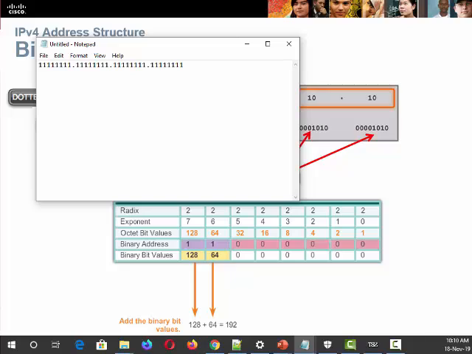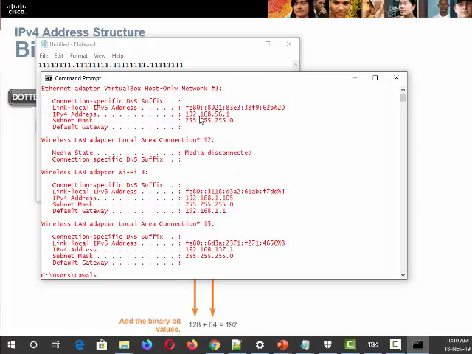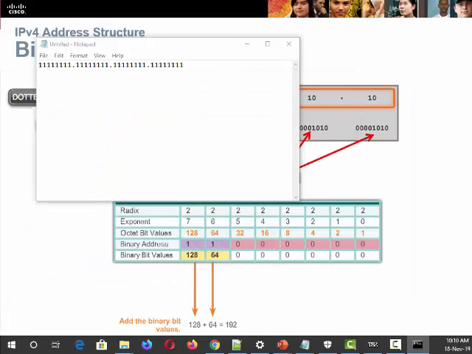A typical IP version 4 looks like this. In your command line, if you type ipconfig, you will see a typical IPv4 address, 192.168.56.1, which means we will be typing the IP version 4 address in decimal format, while the computer will still have to convert it to binary within itself.